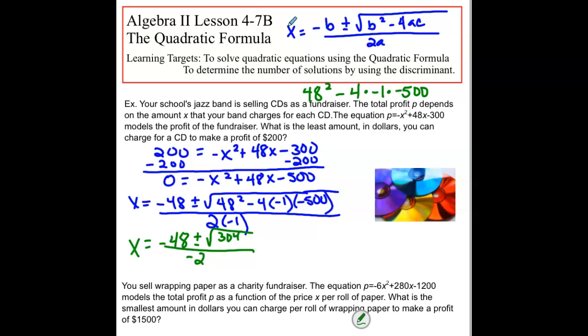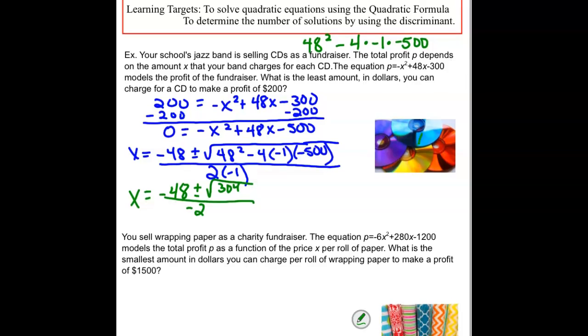So what you need to do on your calculator for this is take negative 48 plus the square root of 304 and get an answer for that. Okay, hit equals, get an answer for it, and then divide by negative 2. Okay, so you want to make sure and total the top before you divide by the negative 2 on the bottom. Then you're going to go back and redo it with negative 48 minus the square root of 304. Get an answer for that, so hit equals, then do dividing by negative 2.